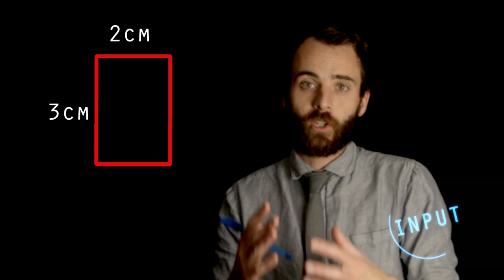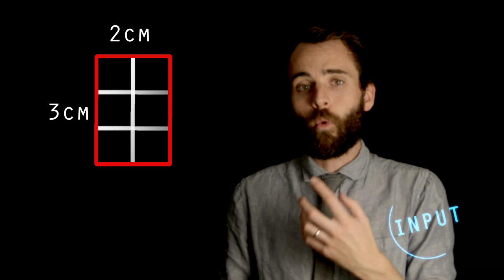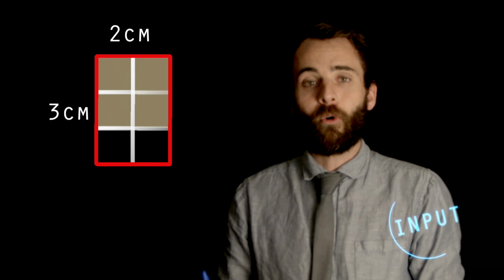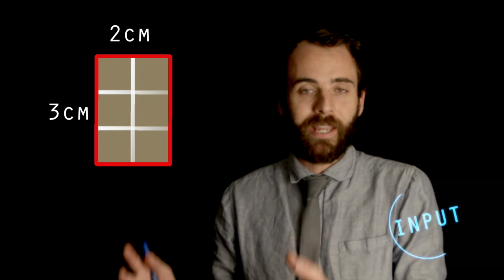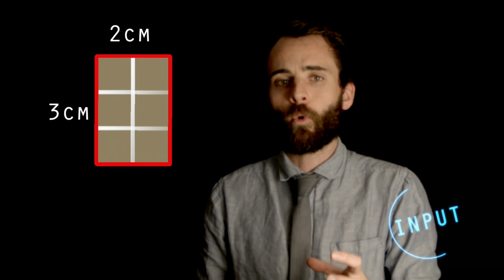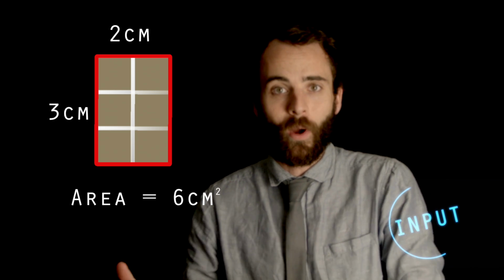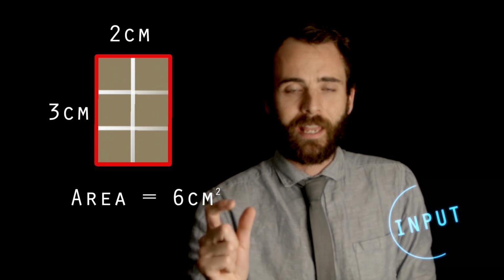If we split that into columns so we can see clearly those centimeters, we see that there are 1, 2, 3, 4, 5, 6 little squares inside that big rectangle. There are 6 square centimeters. We call that 6 centimeters squared. That's what the little 2 means on the end there. That means that's a square centimeter.